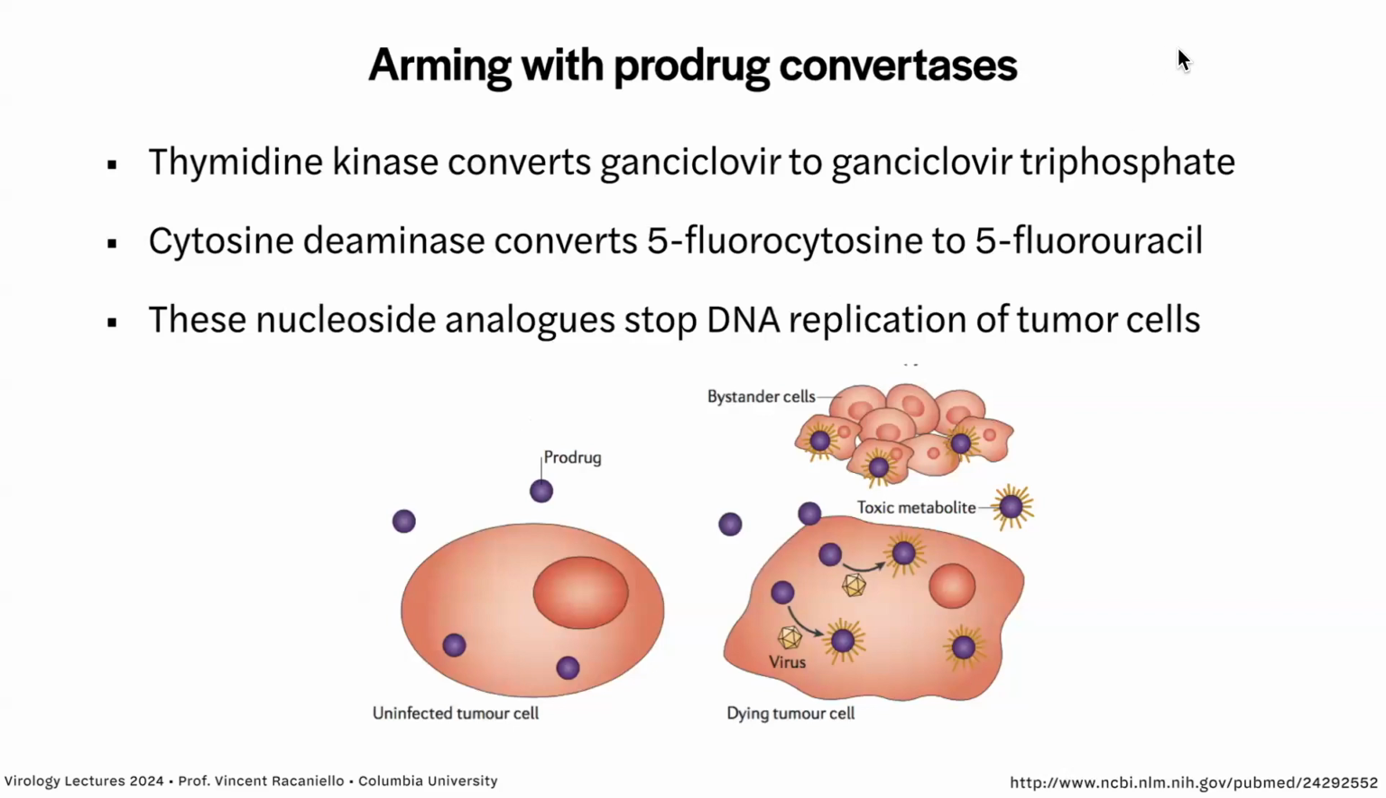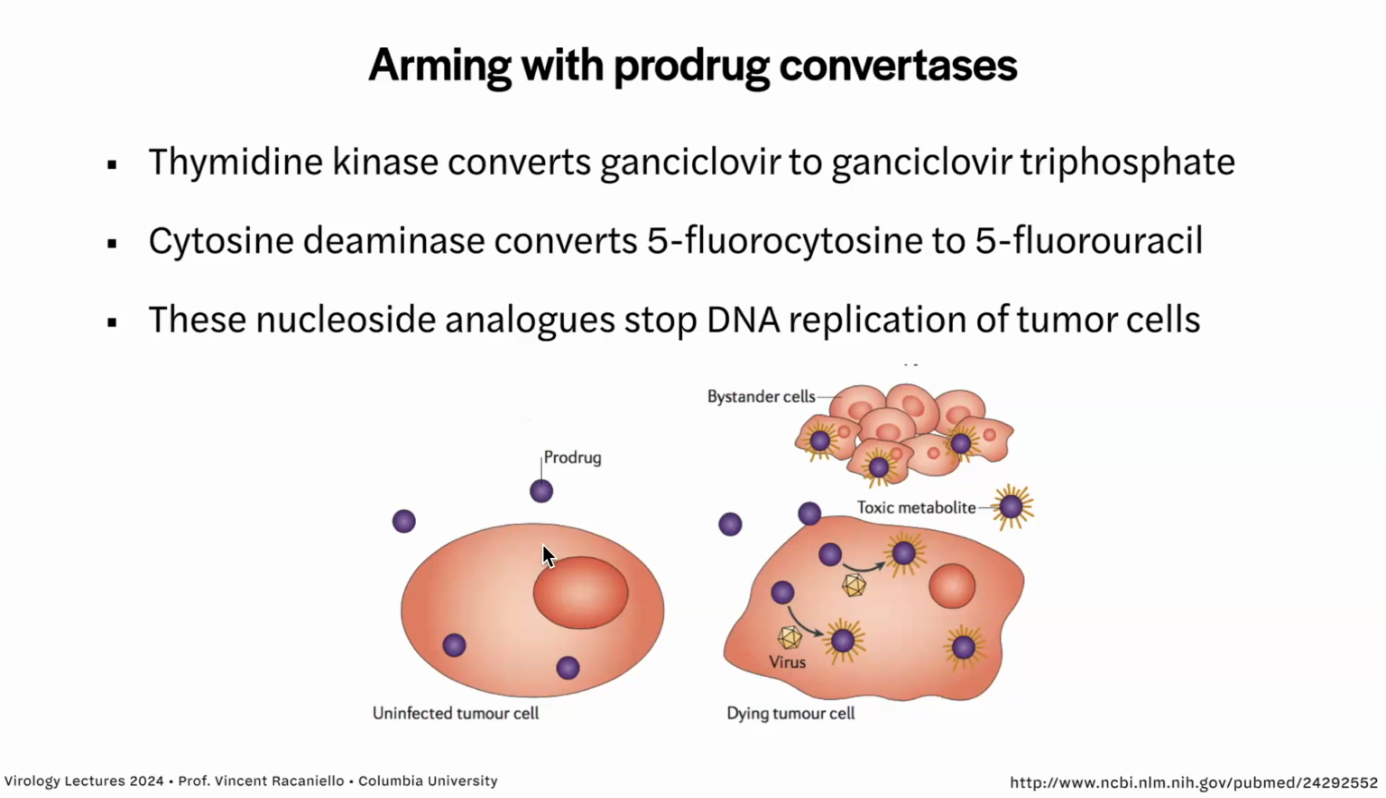Here's an example of arming oncolytic virus vectors with prodrug convertases. We can use thymidine kinase. This converts ganciclovir into ganciclovir triphosphate, and that causes DNA synthesis inhibition in tumor cells. Again, this is delivered by the oncolytic virus. We can put in the gene encoding cytosine deaminase. It converts 5-fluorocytosine to 5-fluorouracil, which is a chain terminator. And these stop DNA replication of tumor cells.